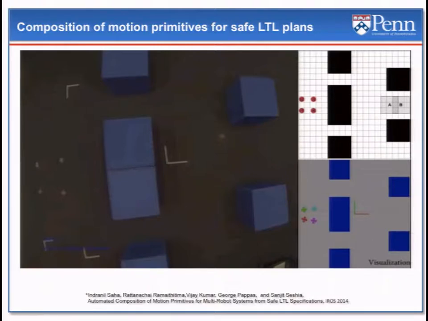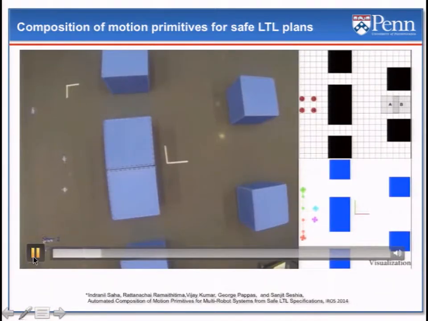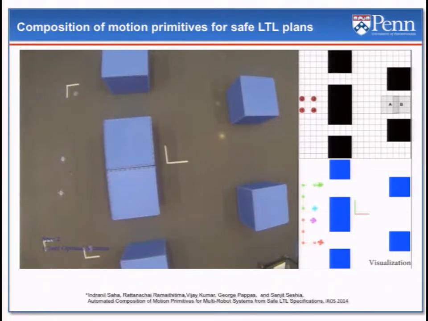So this is a different example where, rather than going top-down and designing controllers, the idea is that somebody, in this case Vijay's group, gives us a library of controllers and says, here's a library of motion primitives that we have available. The question then is how to compose the motion primitives in a way that we can meet a higher level temporal logic specification. The postdoc will later present a little bit more on this.